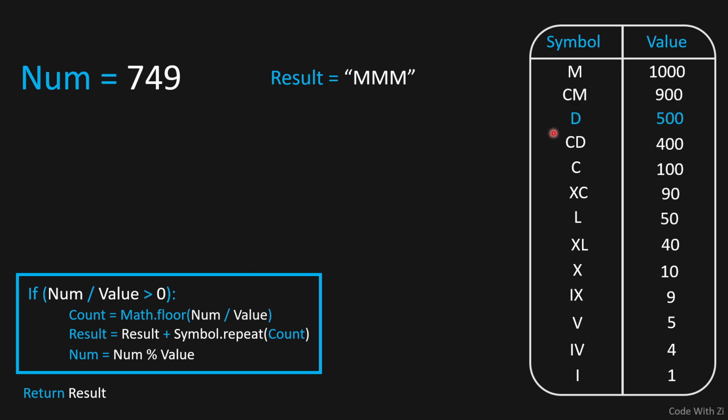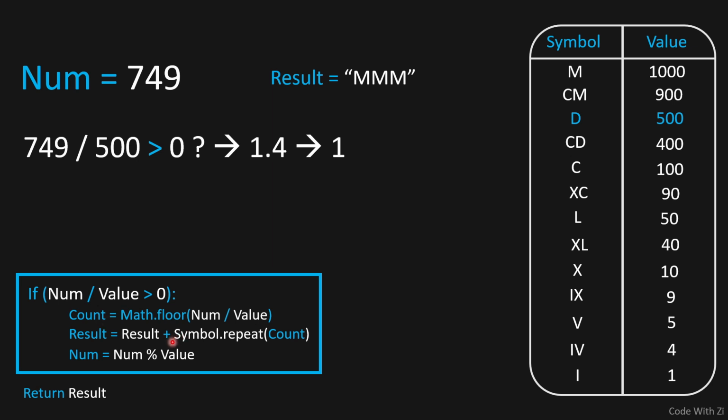Our next pair is gonna be D and 500, and as you can see, 749 divided by 500, because number divided by value is greater than 0. It is actually, it's gonna be equal to 1.4. So we're gonna enter this if statement, and then we need the floor of this. So it's gonna be 1. We're getting rid of this decimal here. So count is equal to 1.